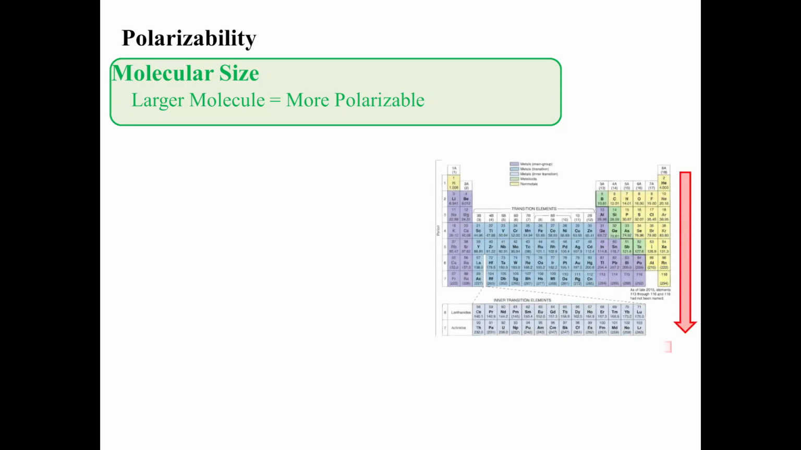Now, another part of polarizability is the molecular size. The larger the molecule, the more polarizable it is. And as a quick review, we have our periodic table, and as we go down the periodic table, we're going to increase in atomic size, and as we go from right to left, we're going to increase in atomic size.